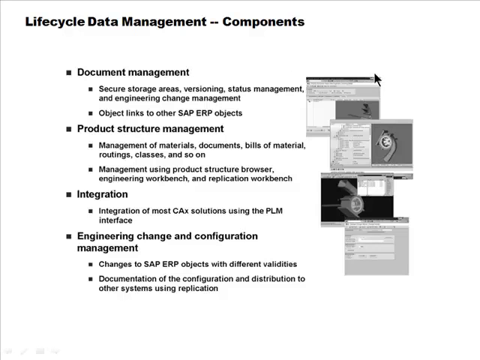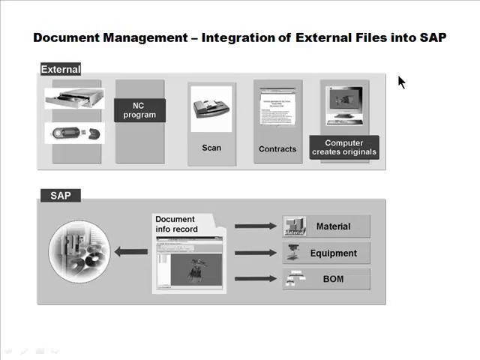Right, so these are all the various components that we'll be talking about in this chapter. Okay, so document management is integration of external files into SAP, right? Some of the external files may be things like a numerically controlled program. You've got a lot of numerically controlled machines that are used in manufacturing. So the programs for those machines are obviously digital software, which may be kept inside your SAP system. And then through some connection, you can upload those programs to the machines as and when needed, so that those machines execute those programs. You've also got scanned documents like contracts and so on. Okay, so you've got all of these sorts of documents that you may create.